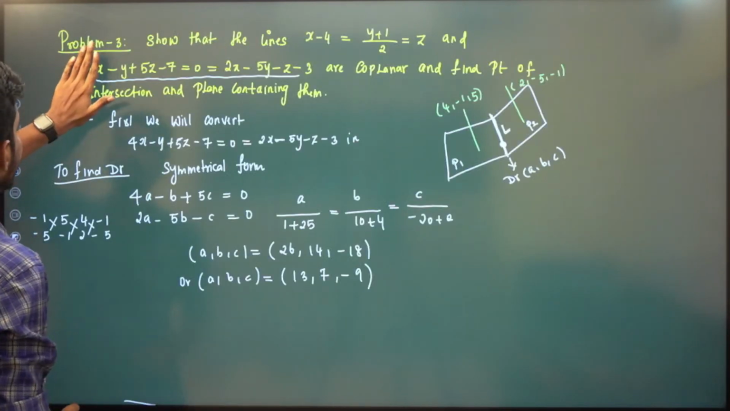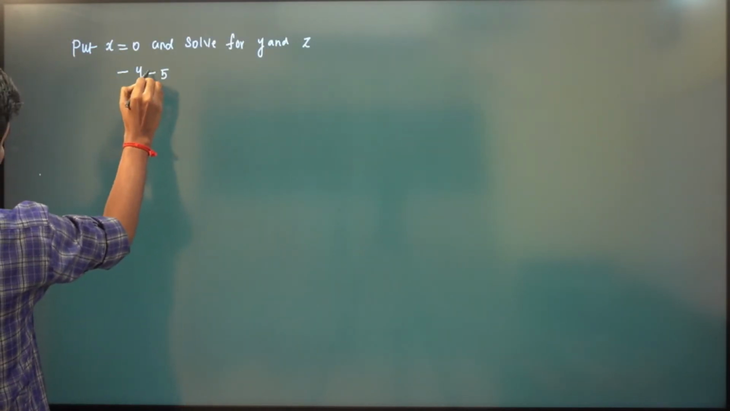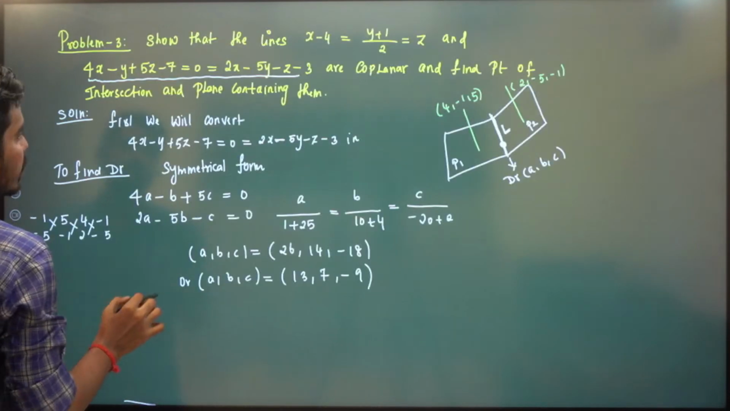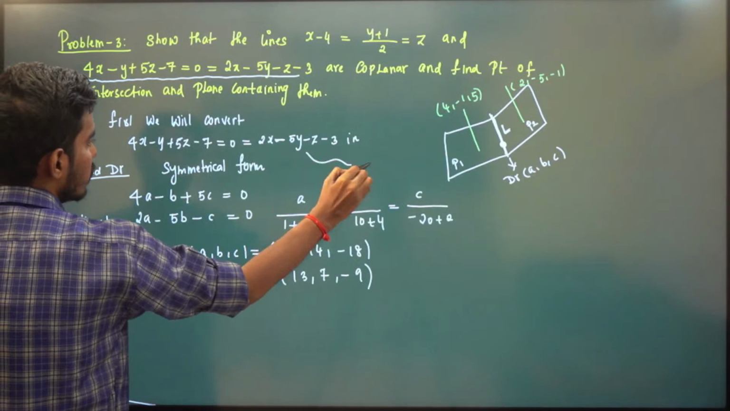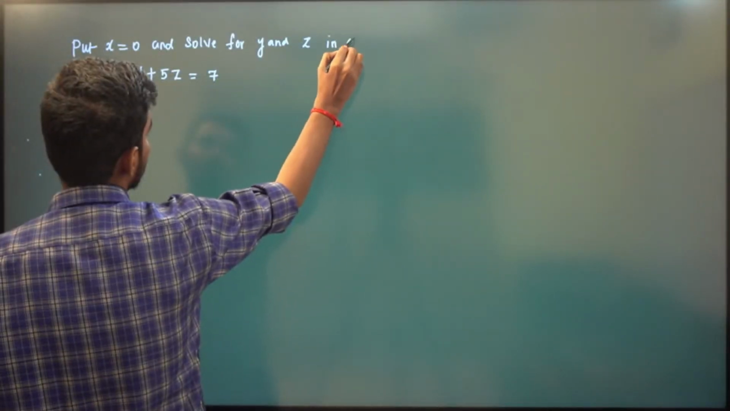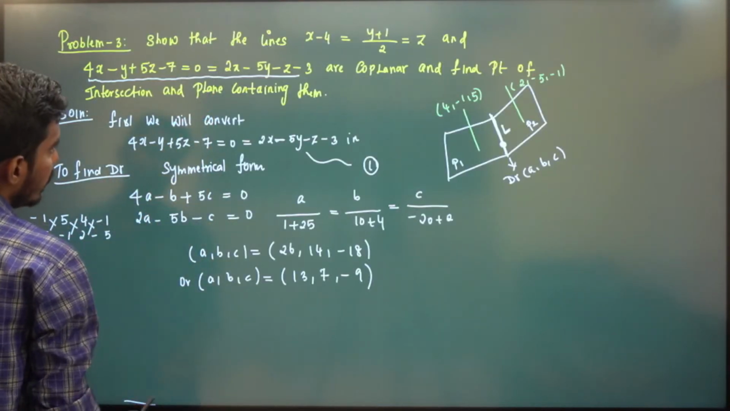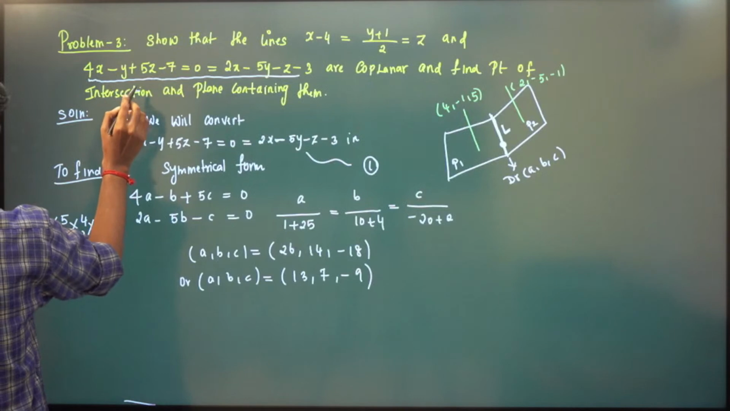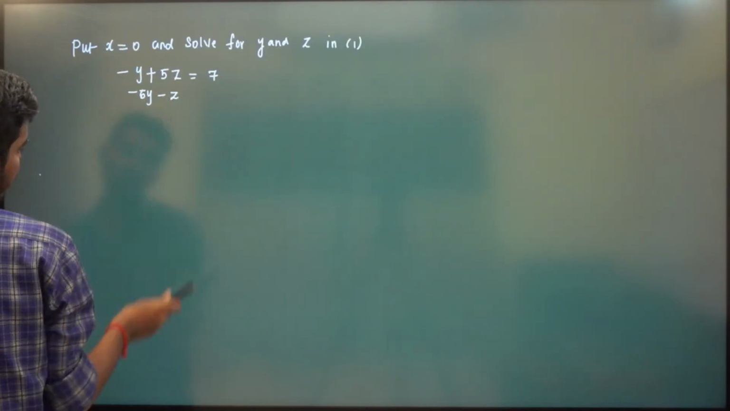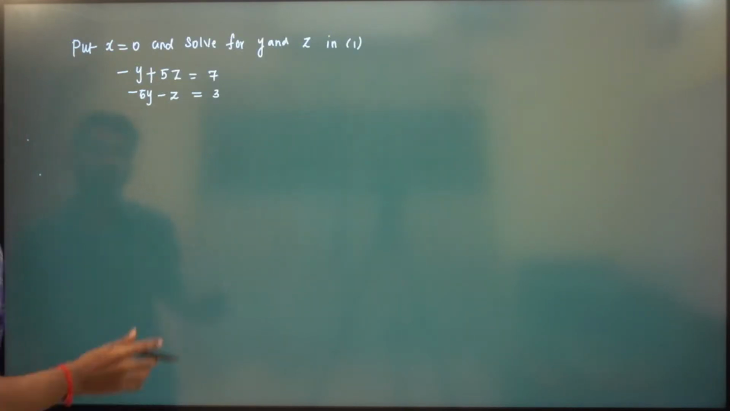See, if x is 0, we have minus y plus 5z is equal to 7. Let us call this equation number 1. And here, when x is 0, we have minus 5y minus y minus z is equal to 3, right?